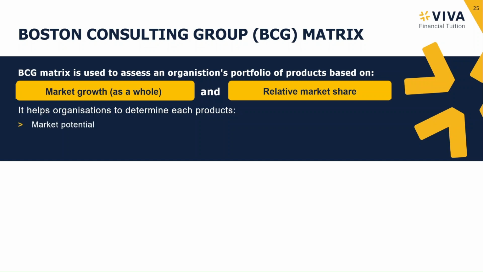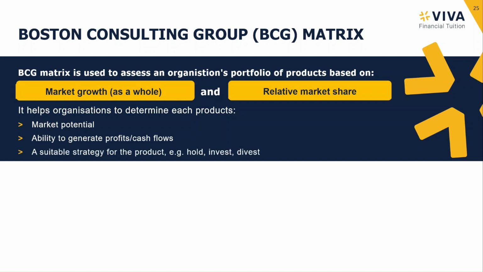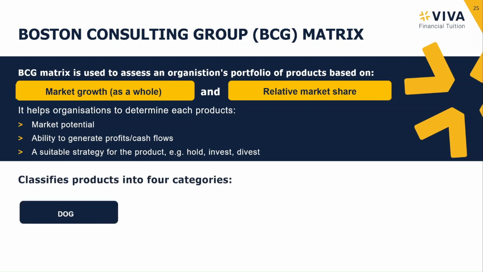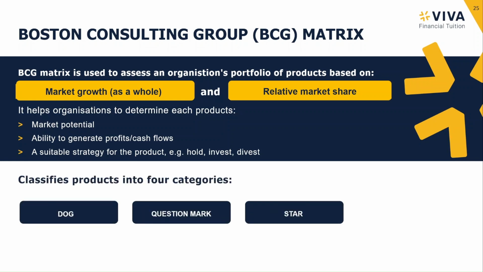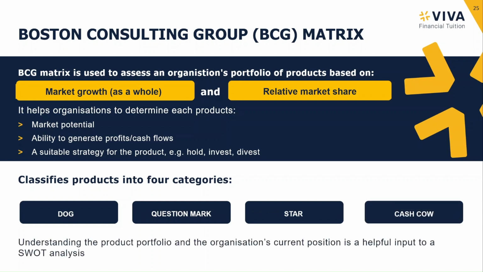So that helps to determine the market potential, the ability to grow profits and cash flows, a suitable strategy for the product, so hold, invest, or divest. So our 4 categories, we've got dog, question mark, star, and cash cow. So it's going to help us with our SWOT analysis.